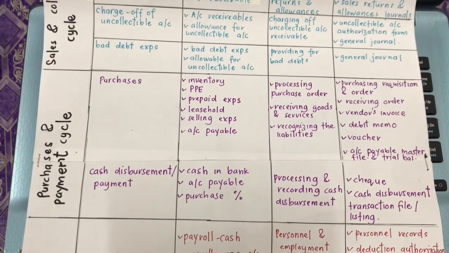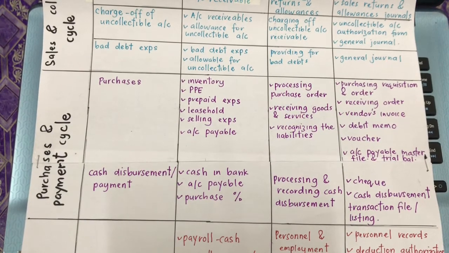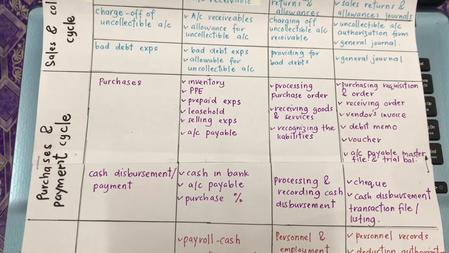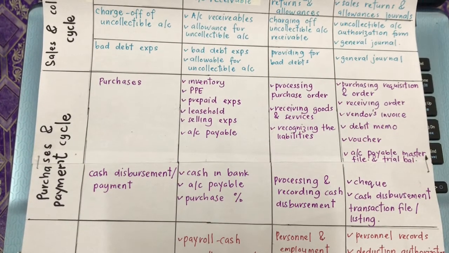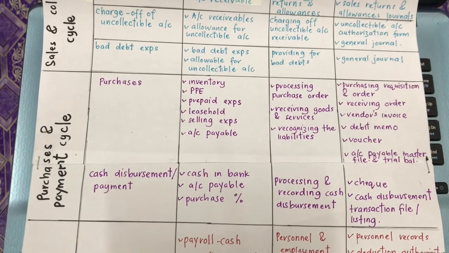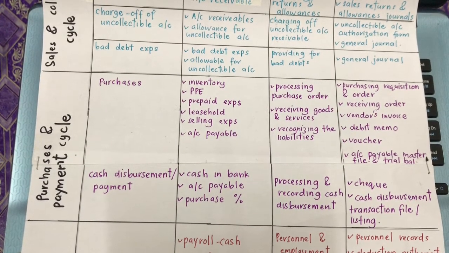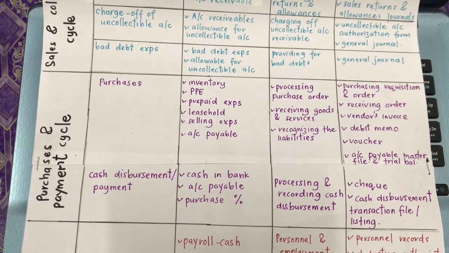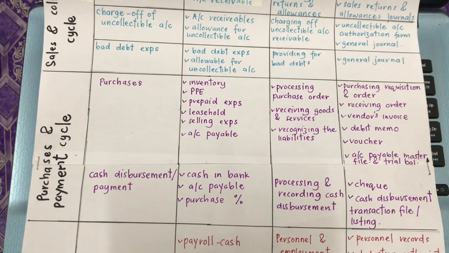The purchases in the purchases and payment cycle is related to inventory, PPE, prepaid expenses, leasehold, selling expenses, and account payable. The business function is processing purchase order, receiving goods and services, and recognizing the liabilities. It can be recorded in purchasing requisition and order, receiving order, vendor's invoice, debit memo, voucher, account payable master file, and trial balance.